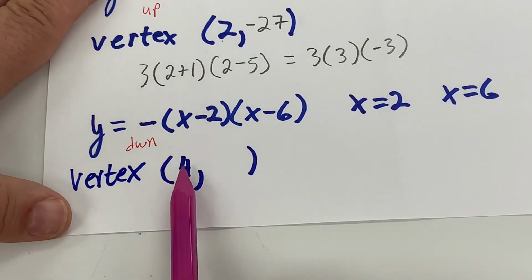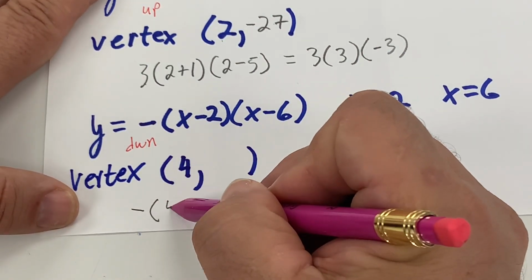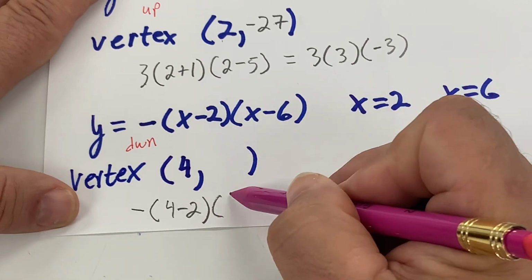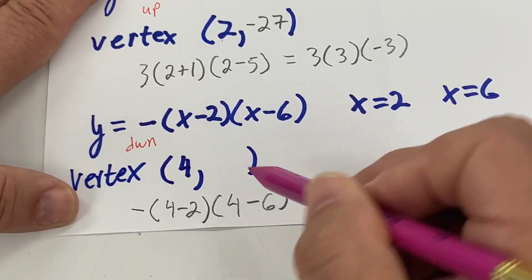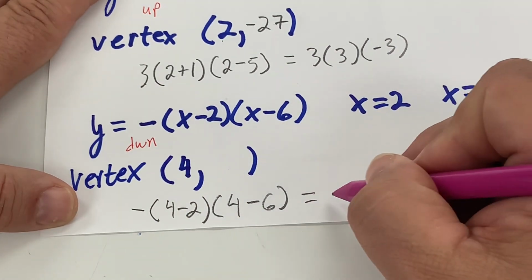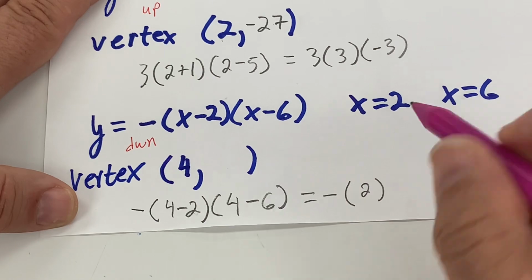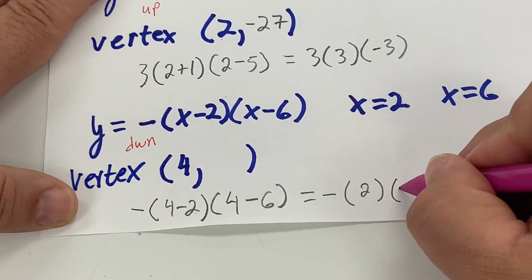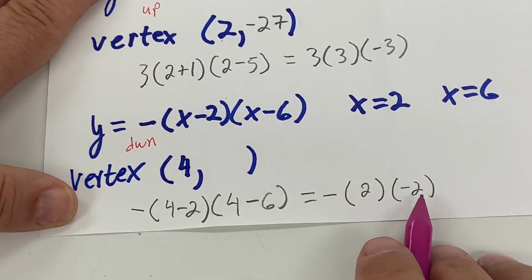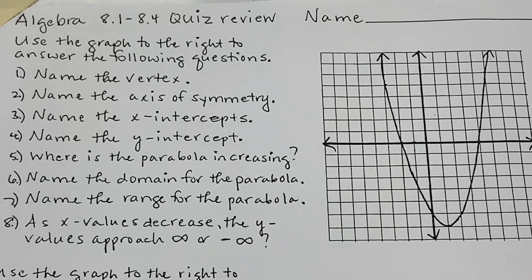Now I have to take this 4 and plug it in. So this is going to give me negative times 4 minus 2 times 4 minus 6. When I evaluate this, that'll give me my y value. So I'm going to say equals negative times 4 minus 2 is 2. 4 minus 6 is negative 2. So negative 2 times negative 2 is positive 4 for my vertex.